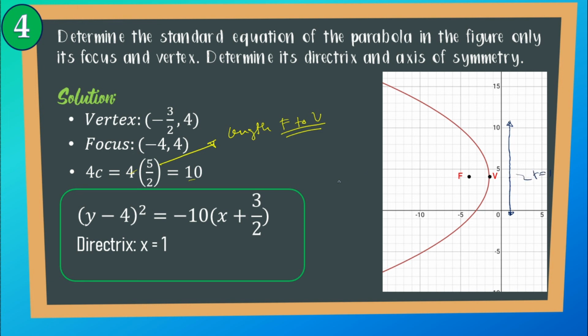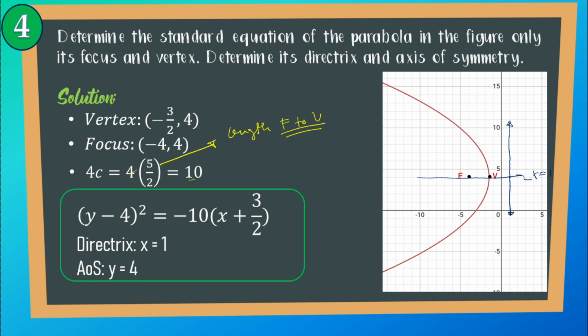Tapos, yung axis of symmetry niya, so, napaka-easy, no? Ng axis of symmetry. It will pass through the focus point and the vertex point dito. So, pag horizontal naman yan, that is y is equal to positive 4. Okay, so that's how we're going to determine the directrix and axis of symmetry.